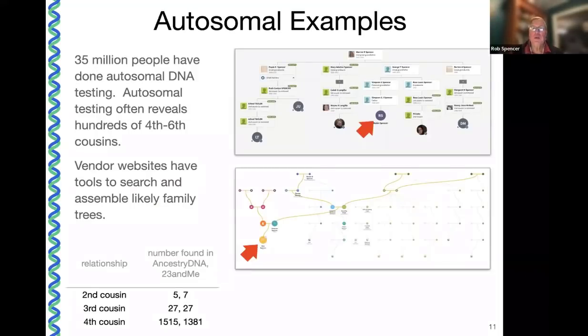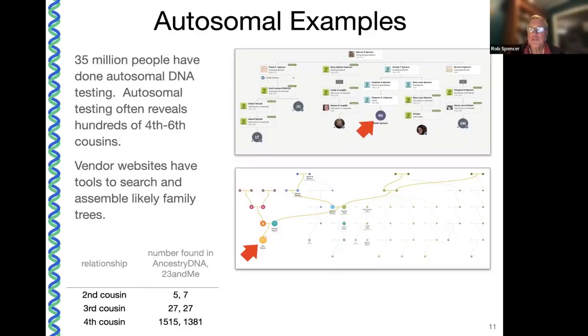So this is my only example of autosomal. I know you'll see this in other talks, and you've probably seen it for yourself. At this point, about 35 million people, almost all in North America, have done some autosomal DNA testing for the purpose of genealogy. And if you're like me, and like most people, you'll find that you have hundreds of 4th to 6th cousins. I can't help you much more than the vendor websites. If you put in your own tree, they're really very good.